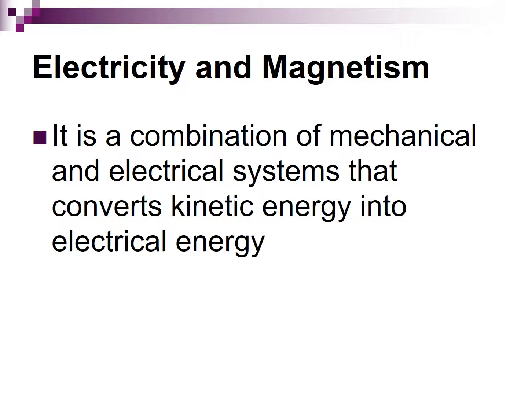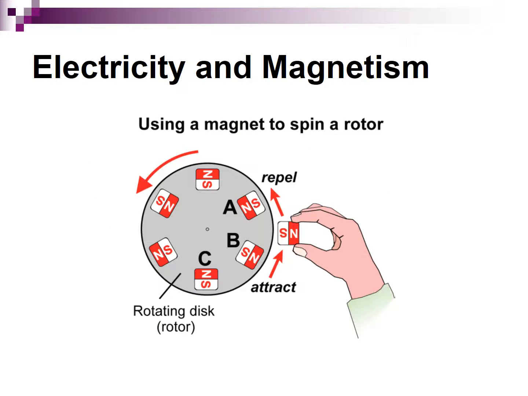So how does a generator work? A generator is a combination of mechanical and electrical systems, and it converts moving energy, which is kinetic energy, to electric energy. So for example, using a magnet to spin a rotor. Of course, we know if you have two things that are the same, like south and south, they're going to repel, and that's creating a force. North and south is going to attract each other.